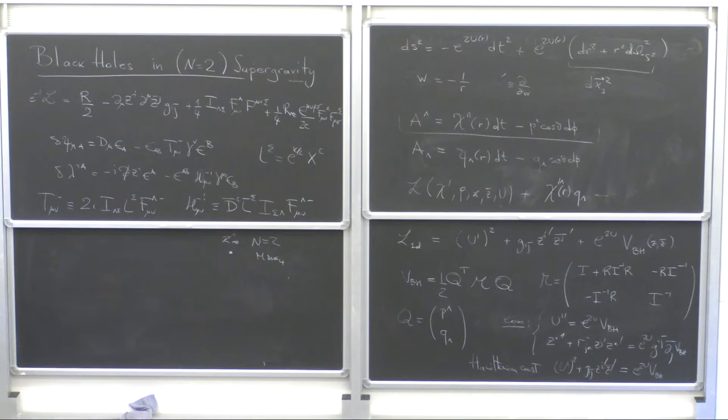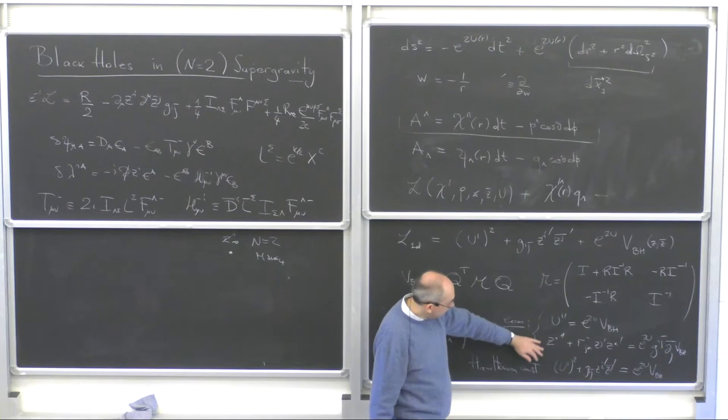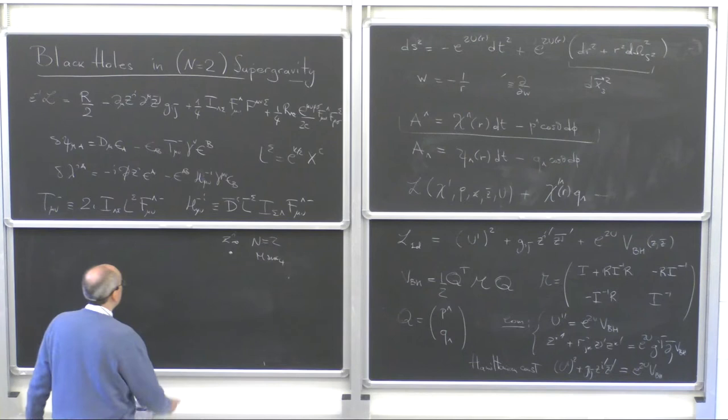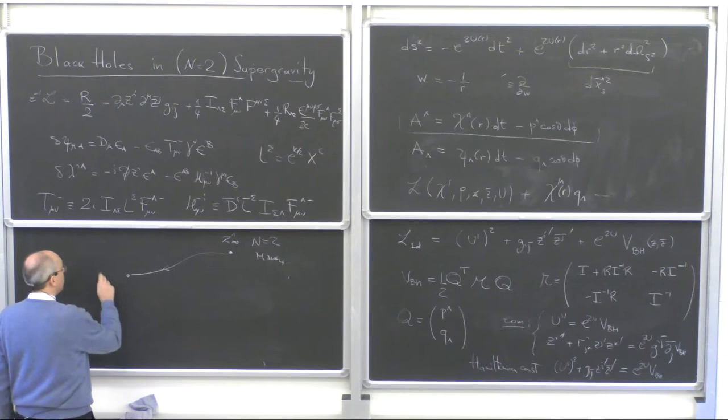And then you have some equations here that show that these scalars will change their value according to the gradient of the black hole potential that I wrote down. So somehow, they will follow some path until they end up at the horizon.